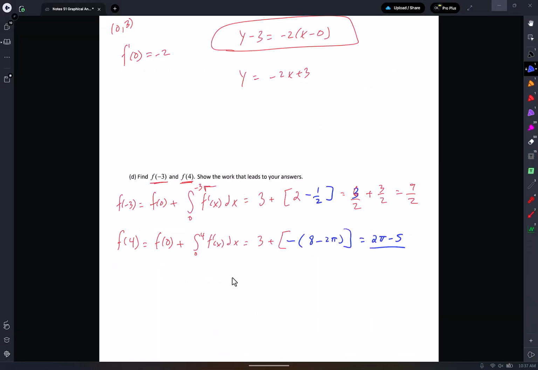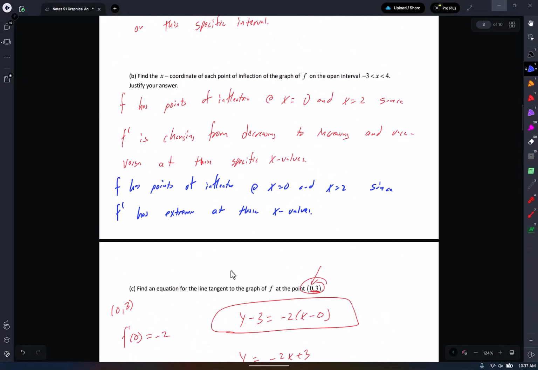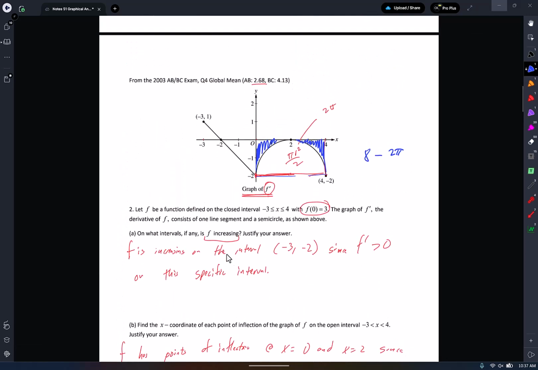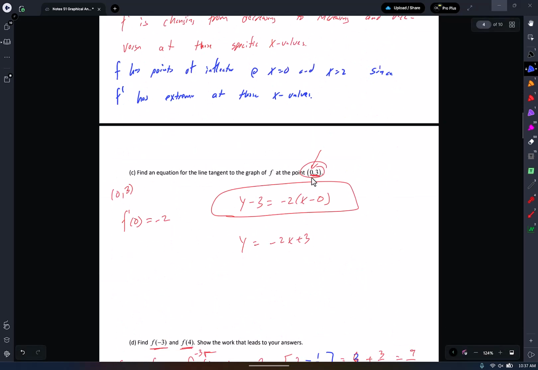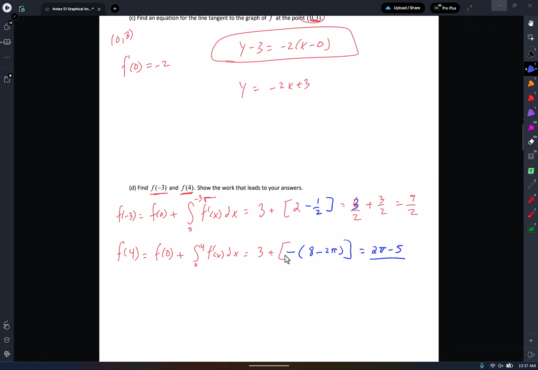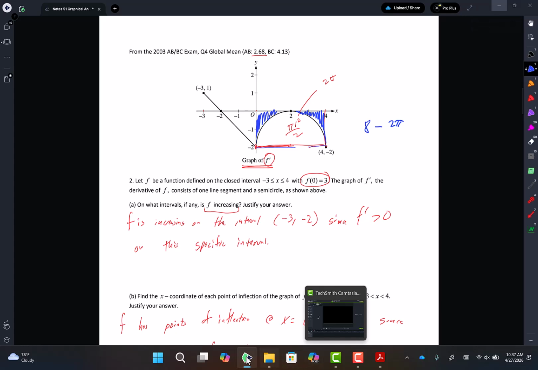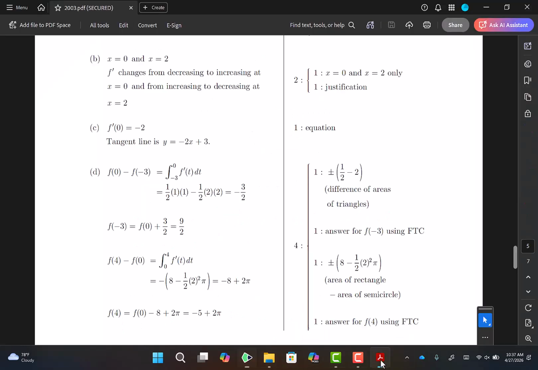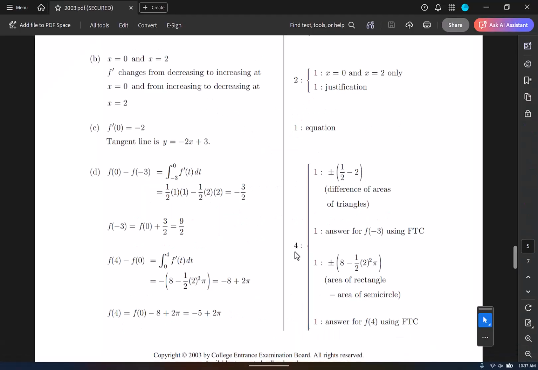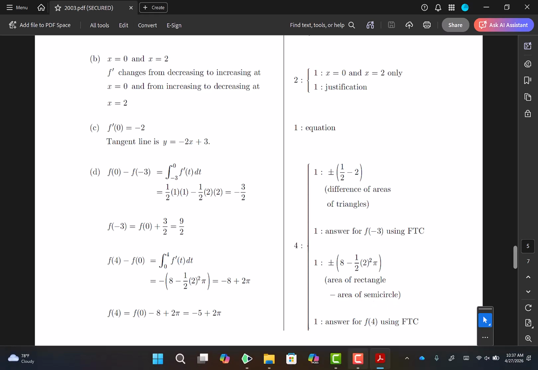What do you think? Why do you think people scored so low on this? I think they messed up with letter D. Well, letter D was worth the majority of them. Letter D was worth 4 points. So I think people didn't get the area of that. Like they didn't find it correctly. Area of a rectangle minus area of a semicircle.